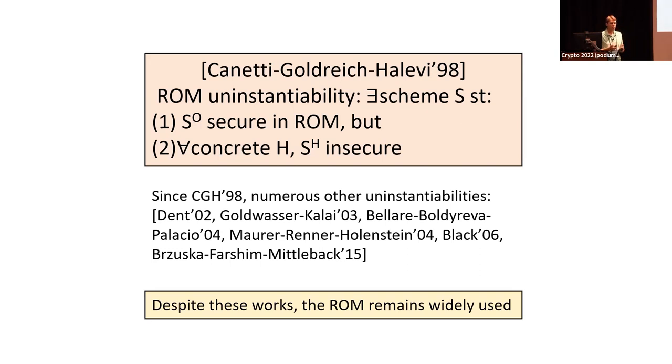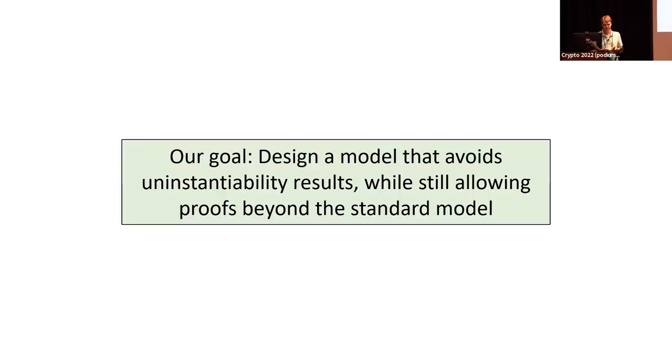Since their work, a number of additional uninstantiability results have been proven throughout the literature, showing a variety of protocols that are insecure once you instantiate them. Nevertheless, despite these works, the random oracle model remains widely used in practice, and in many cases, it is the only way we know how to justify the security of practical crypto systems. So this brings us to the goal of our work, which is to define a new model that somehow avoids these uninstantiability results while still being useful, still being able to prove the security of crypto systems beyond what we can do in the standard model.